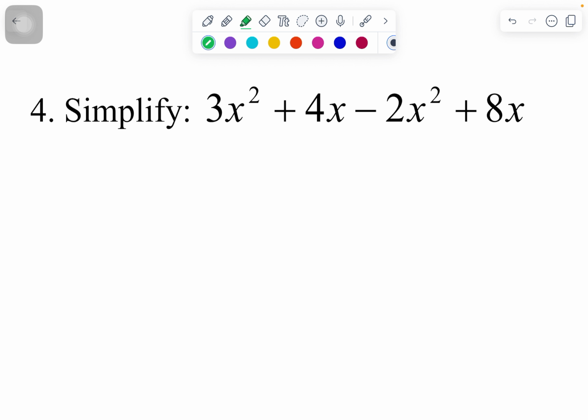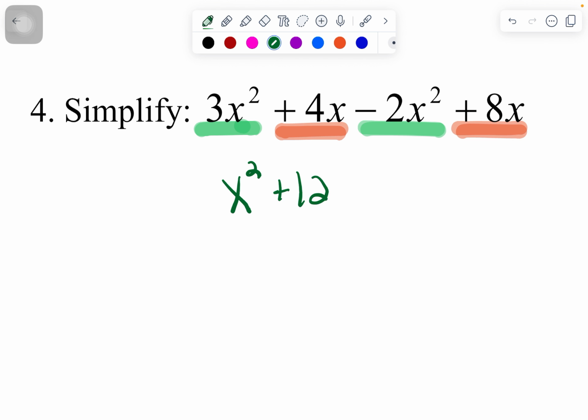All right. And last but not least, back to something that we've been doing for a while, which is, and I don't want to say simply, but I am going to say just dealing with like terms. So we've got x squared here. We've got an x squared here. We can combine those. So 3x squared minus 2x squared is simply going to be an x squared. If you wanted to put a 1 there, you could. I'm not going to. And then you've got positive 4x and a positive 8x. That's going to get me a positive 12x. And that is simplified because I've combined the like terms.